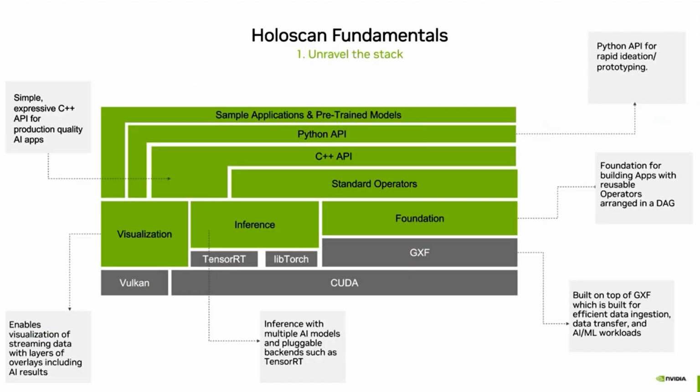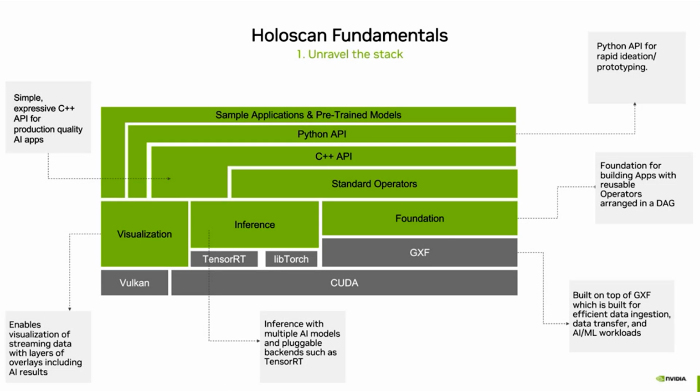Let's go through some fundamentals of the Holoscan SDK. We'll start with the software stack. The base layer is composed of CUDA and Vulkan. CUDA, as I'm sure many of you know at this point, is the GPU accelerated computing toolkit from NVIDIA, and Vulkan is a GPU accelerated visualization API. Next, there's TensorRT and libtorch for AI inferencing, and then GXF, the graph execution framework.